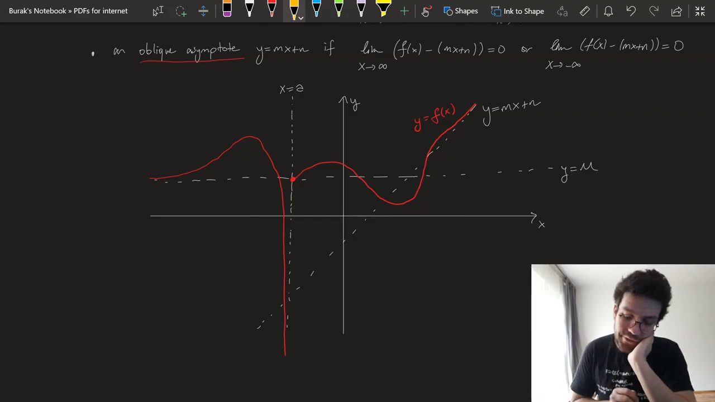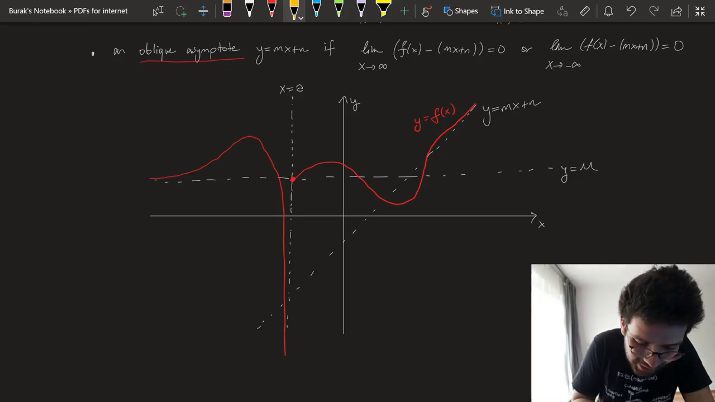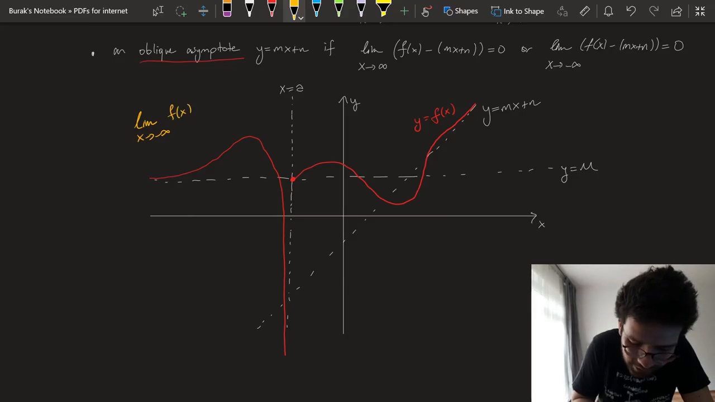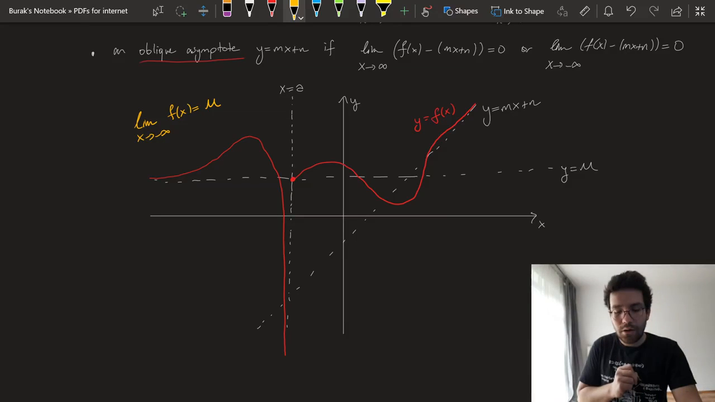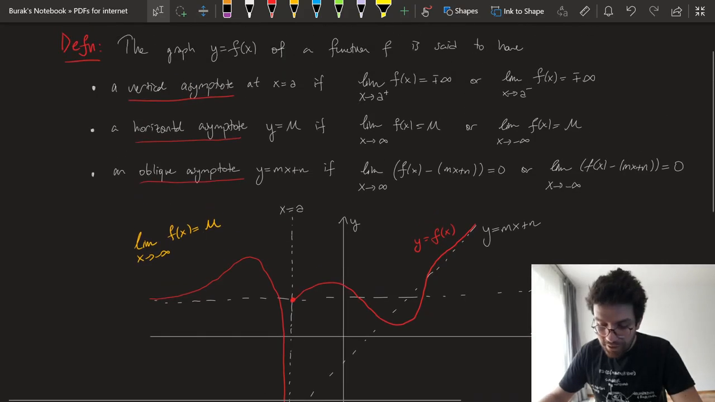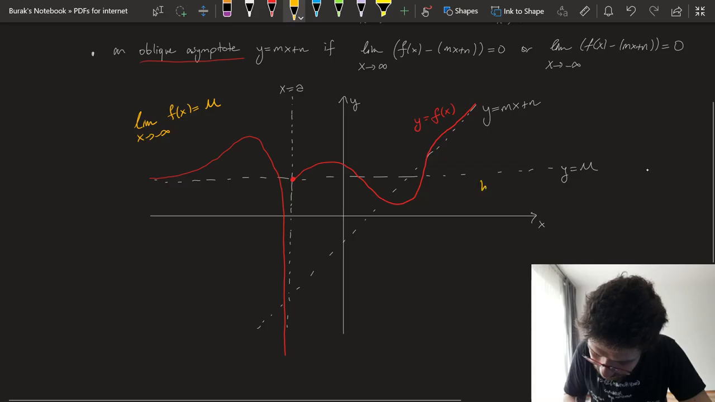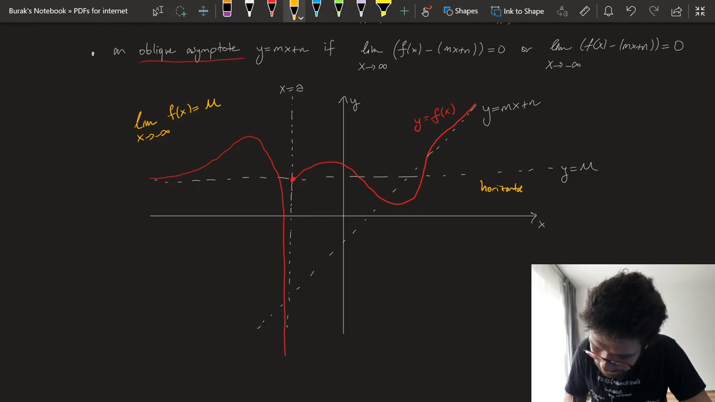So this is the graph of my function, and when I try to understand what this function does at negative infinity, I see that its limit at negative infinity is m. And this by definition means that I have a horizontal asymptote. Okay, so this is a horizontal asymptote.